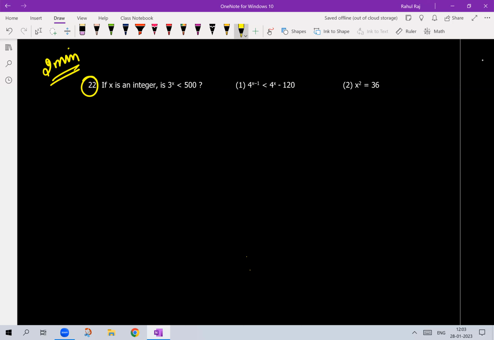Tell me, has anyone understood the question or not? What do you mean by it being very clearly given that x is an integer? It means you have to consider x as an integer. That is a bit of information given to you. Now the question says, is 3 to the power x less than 500? Do you really think you will go ahead and solve this question? Impossible.